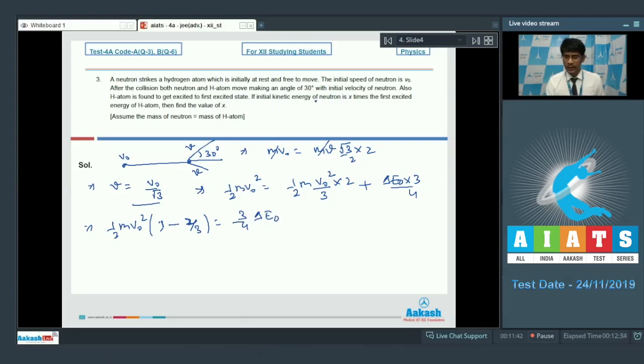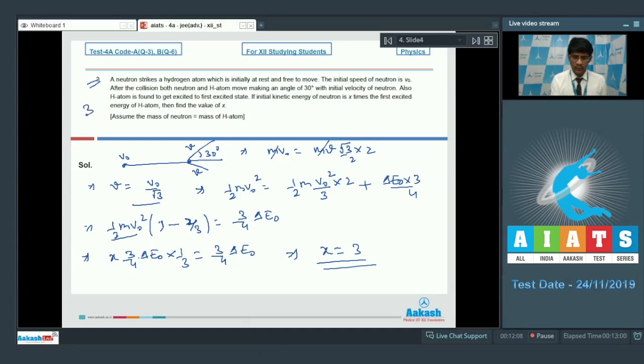Also, the initial kinetic energy of the neutron is x times the first excitation energy. That means this one is x times 3 by 4 delta E0. This portion, it is 1 by 3, is equal to 3 by 4 delta E0. Now this portion will cancel out. We are getting x to be equal to 3. So for question number 3, our answer is 3. Now we shall proceed to the next question, that is question number 4.